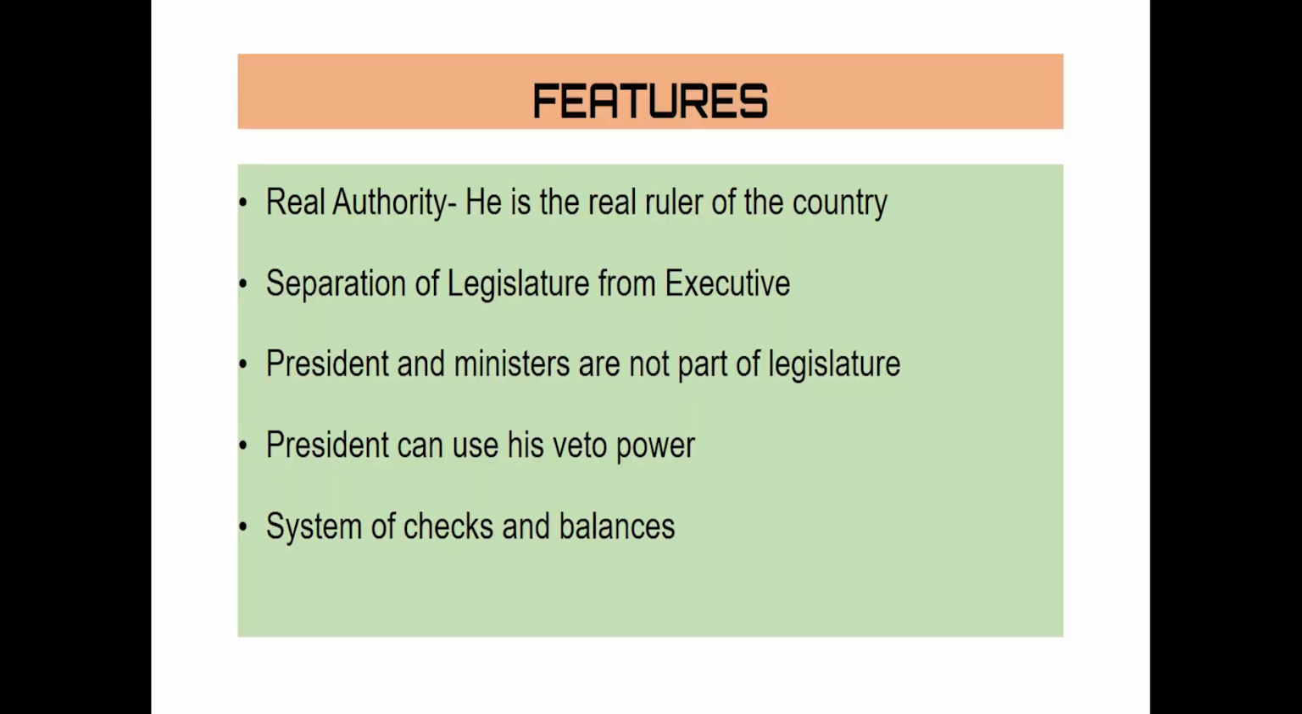The other features of the presidential system: real authority. Here the president is the real authority of the nation, and there exists a separation of the legislature from the executive. Unlike the parliamentary system, they do not overlap functions or extend their presence into the other organs. The president and ministers are not part of the legislature, and the president can use his veto power if a bill is supposed to be passed against his views, and there exists a system of checks and balances.